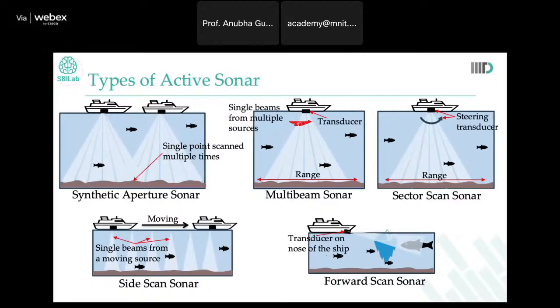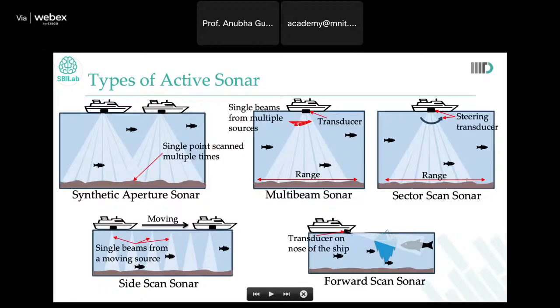Now, there are different types of active sonar. Synthetic aperture sonar is one where you are moving alongside, but at the same time you have an array of transmitters projecting signals down here. Your range is very large, and since it is also moving, you cover a wider area. That's why it is called a synthetic aperture sonar, because synthetically you are expanding the aperture of the sonar. And then there is a multi-beam sonar, where from multiple sources you are putting the beam, so it becomes a multi-beam sonar. Again, this also increases the range that you can cover.